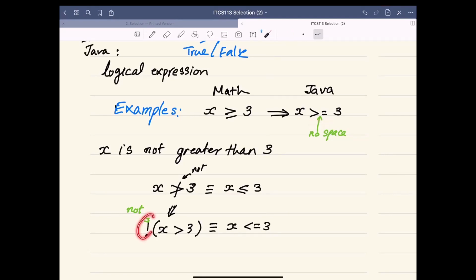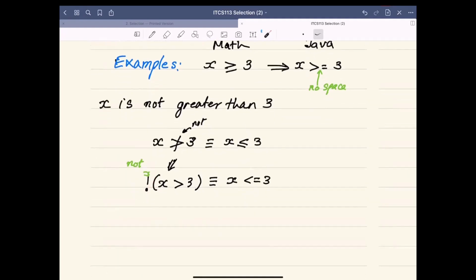And if we have not, then you can use the exclamation mark for not. We have not equal. So if you say x not, oh sorry, this is in Java. In mathematics, if you say x is not equal to 0, this is in math. But on the computer, we don't have this symbol. So we have to use other symbols. So this is how you write it in Java.